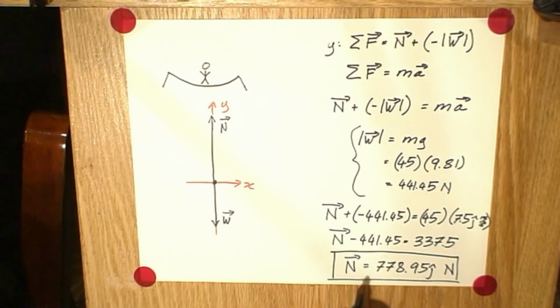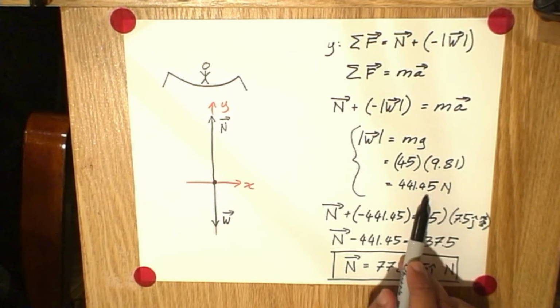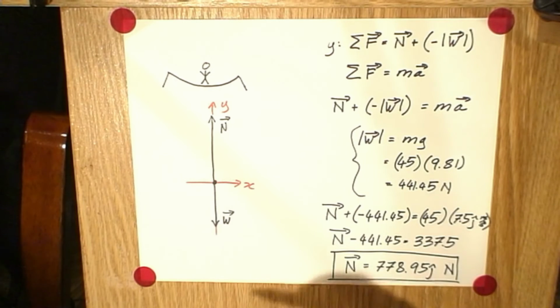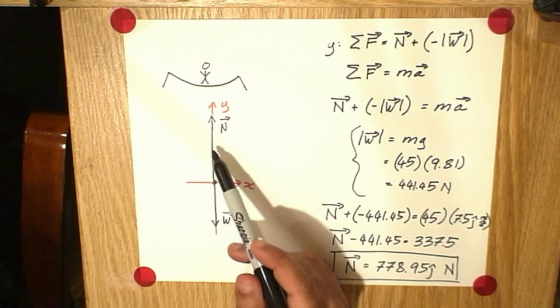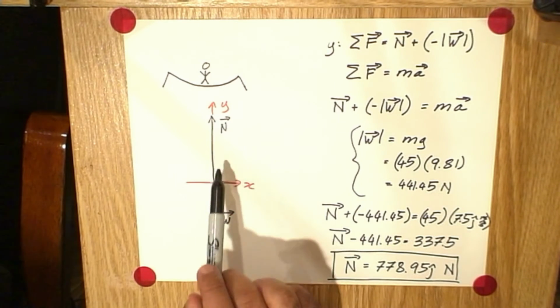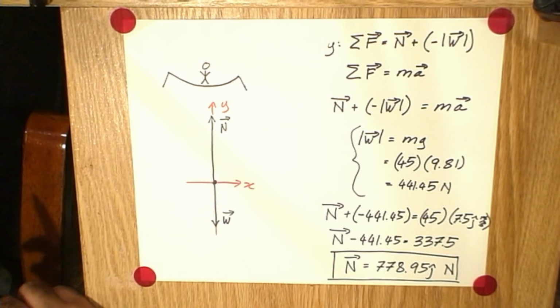Notice in this case that the normal force is considerably larger than what the weight was. This makes sense because the normal force has to provide an acceleration, and it has to not only counter the weight force, but also provide an acceleration that is contrary to the weight force, so it has to be much larger.